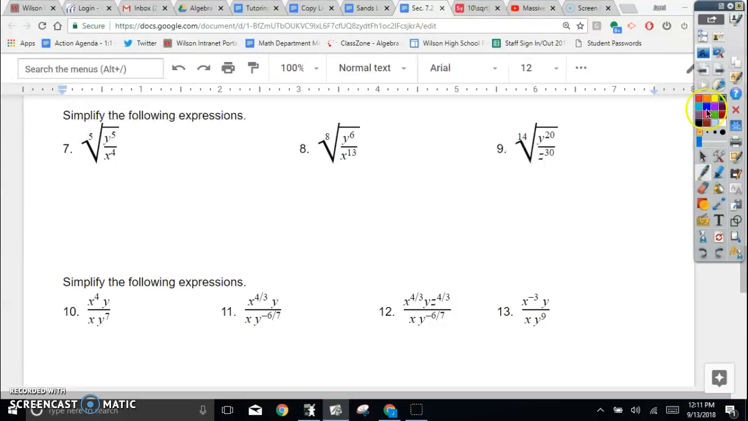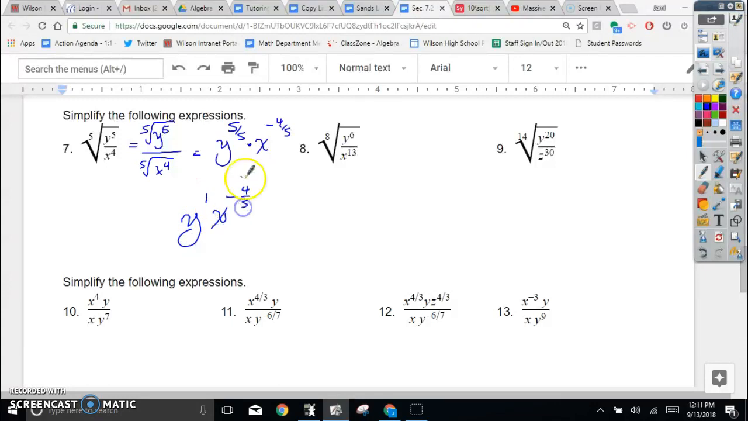All right, we're on the back now. Let's go ahead and take a look at 7, 8, and 9. Best way to probably approach these is to break them into separate radicals. So I have the fifth root of y to the fifth on top, and I have the fifth root of x to the fourth on bottom. This will be y to the 5/5 times x to the negative 4/5. Now remember, it gets the negative because it was in the denominator with that x. So when I move it to the top, it gets the negative exponent. And then the last step here, once we go to exponential notation, I'm just going to reduce 5 over 5 to get 1. Negative 4/5 is in lowest terms. I'm going to leave it as such.